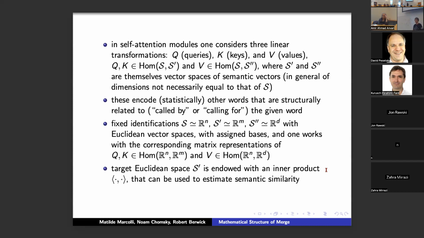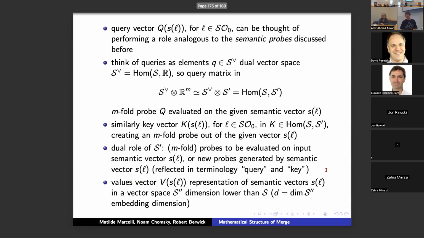In these various target spaces, you have assumed an inner product that you use to estimate semantic similarity. The first construction, with query vectors, can be thought of like my first example with algebraic characters, where I said you map to some vector space model of semantics and choose some probes there. You choose vectors that you want to compare your vectors with, to check whether there is agreement or not, and I can change my probe and check how much agreement there is with one or another hypothesis. This is what the query vector is doing.